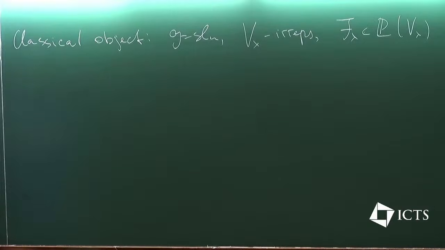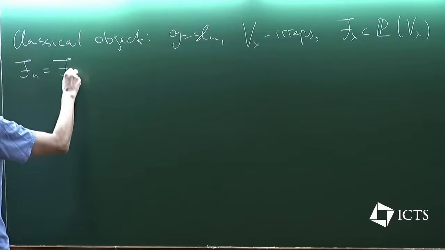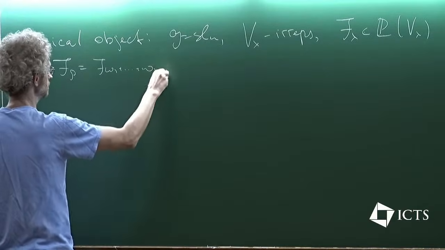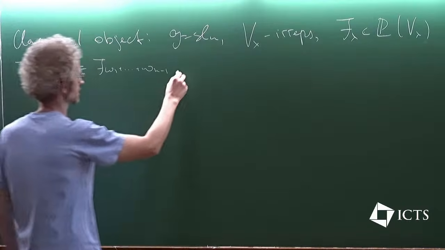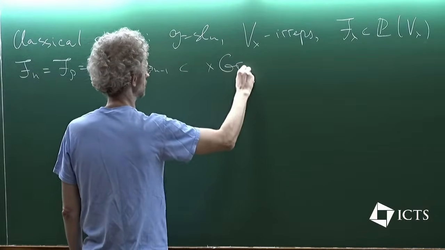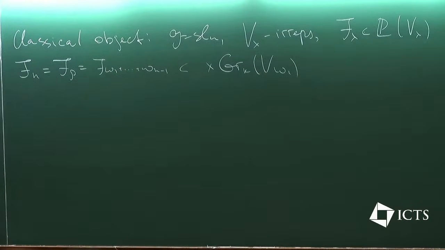So our basic object is F_n. So this is F_rho, F_(omega_1 plus omega_(n minus 1)). And so this sits inside the product of Grassmannians. So this is a very, very classical picture.